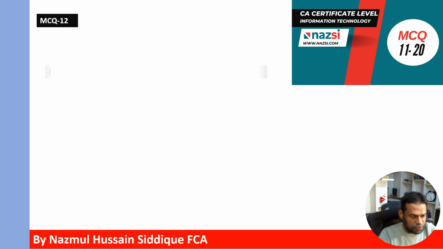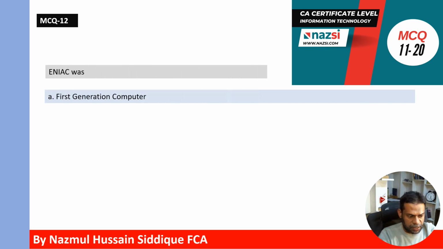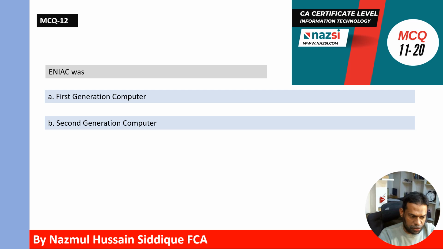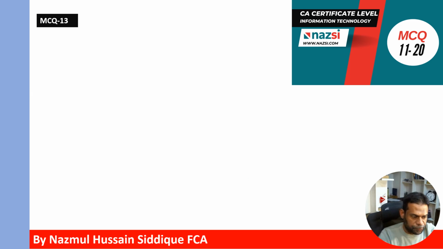MCQ number 12. ENIAC was A. first generation computer, or B. second generation computer. Which one is the correct answer? ENIAC was first generation computer.